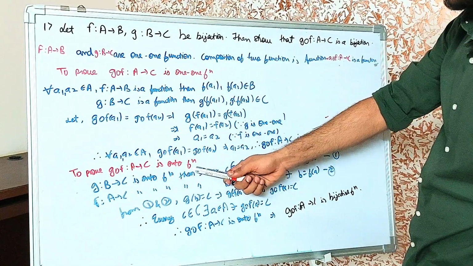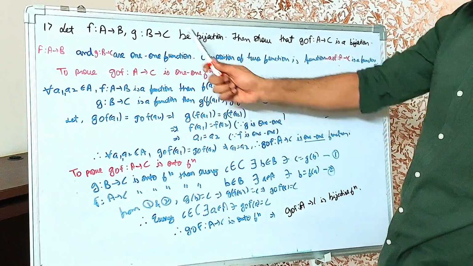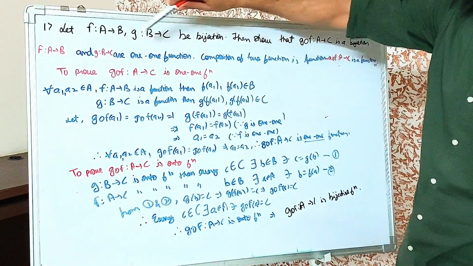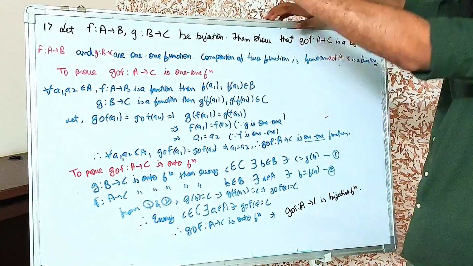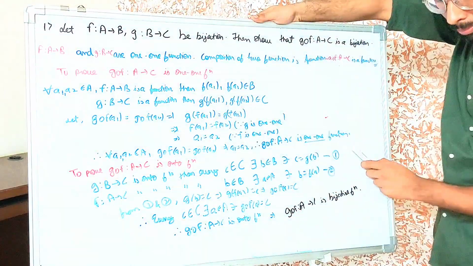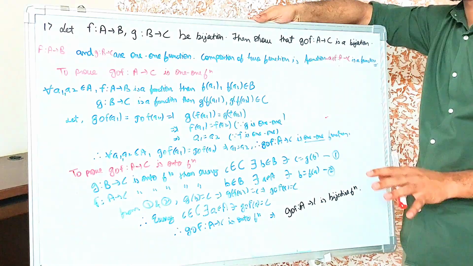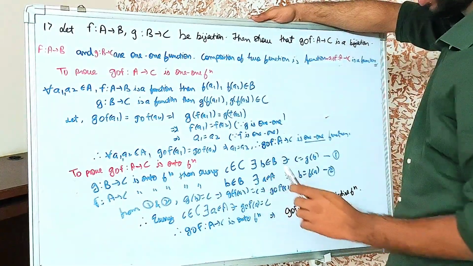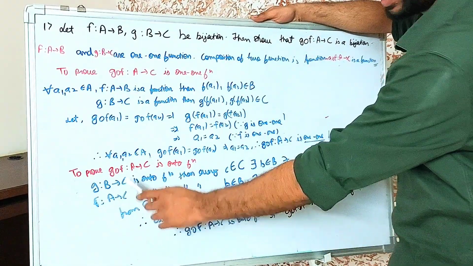g of f, A to C, is an onto function. We have to prove this. Since it is bijective, this is onto, this is onto, means output equal to range. The very easy thing. Now first we should understand what this means, right? It seems a bit complex, but trust me, it's not. g, B to C, is an onto function. Okay, let's first take f, then it would be easy.